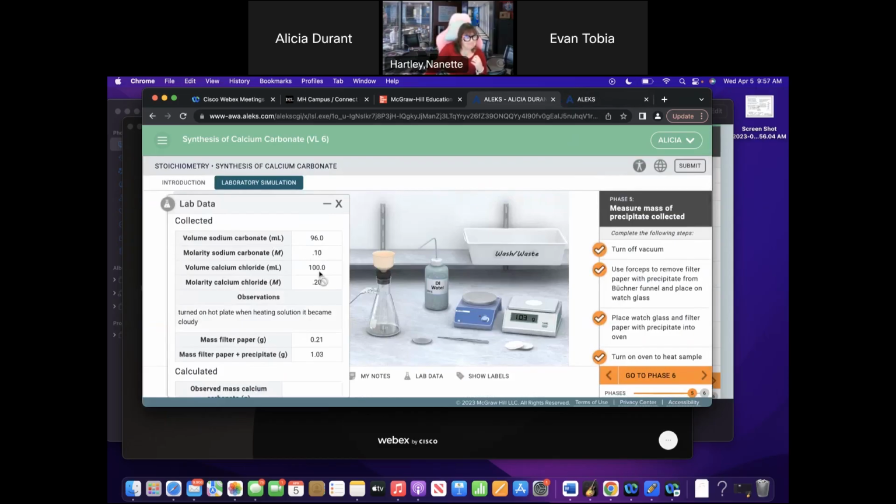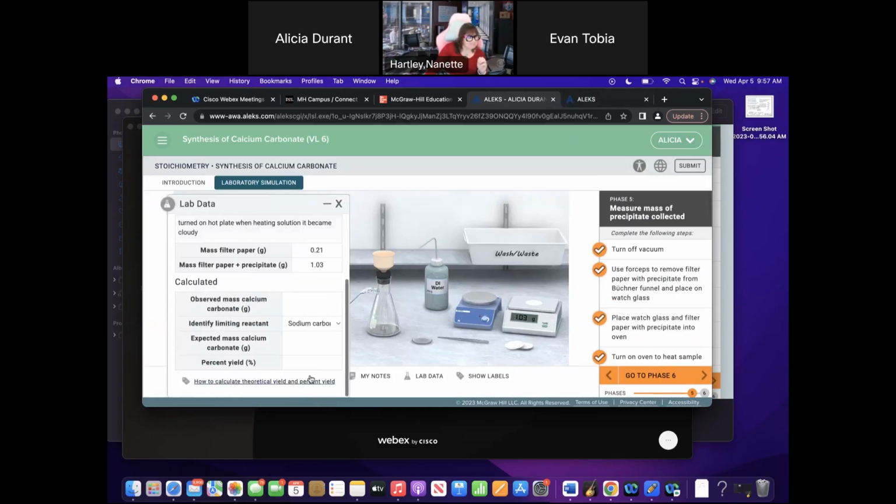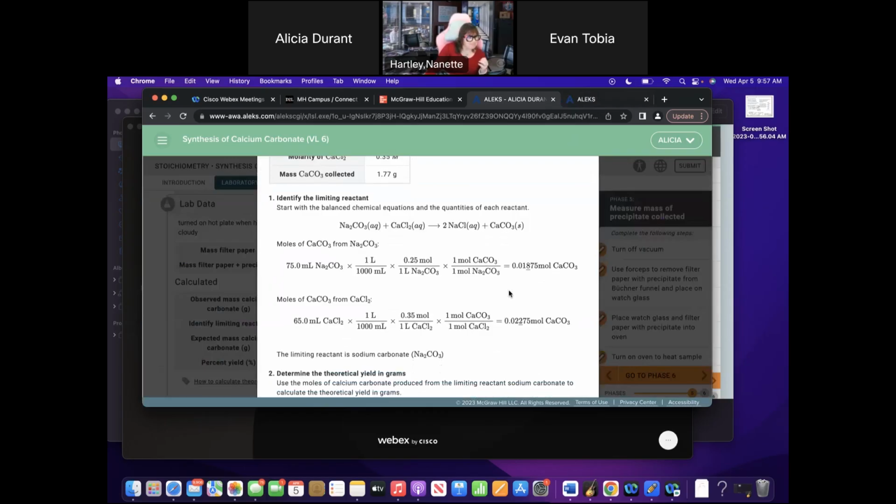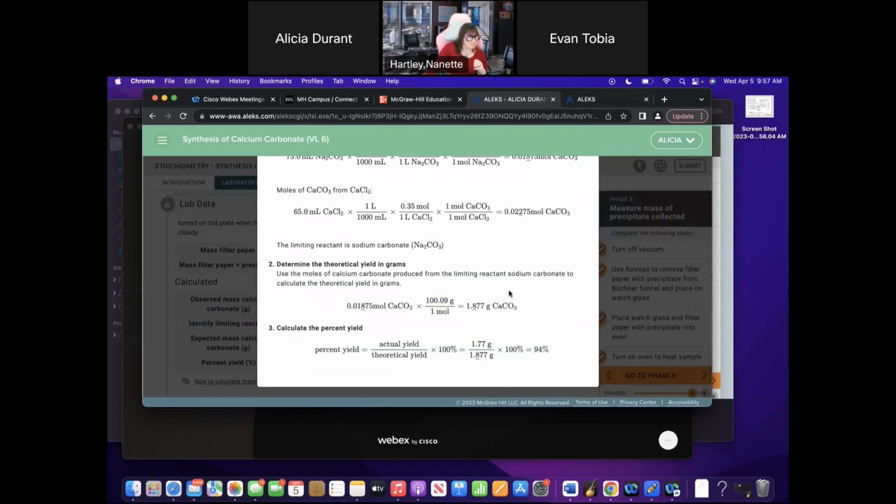Yeah, 100 times 0.2 gave me 20, I'm sorry, divided by 1,000 gave me 0.02. Okay. Then, excuse me, from there I didn't know what to do with those numbers because the math was really weird. When I took sodium carbonate, I took my 0.096 and multiplied it by the 100.09. Should I have done the 0.2?